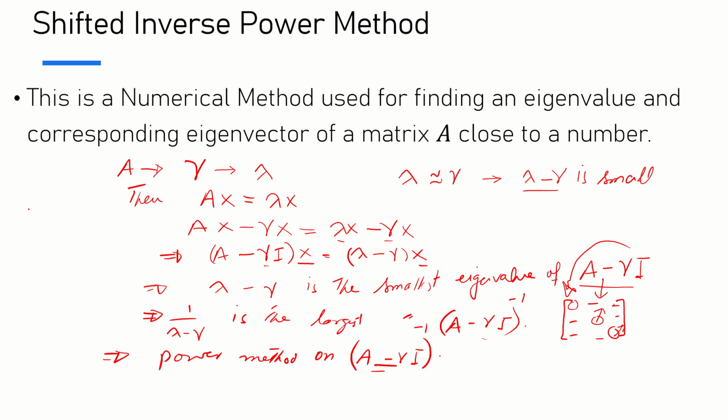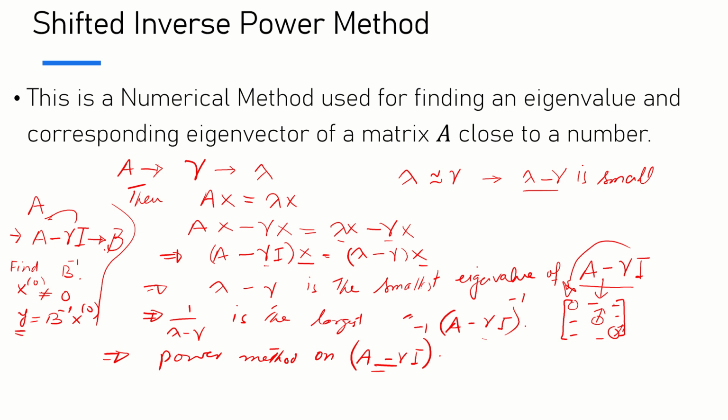So the steps are, you will be given a matrix A. Step number 1, you find the matrix A minus gamma I, which is obtained by subtracting gamma from the diagonal entries of matrix A. Let's call that matrix B, whatever you call it doesn't matter. Then you find the inverse of this matrix B, and apply the power method on B inverse, for which we choose an initial vector x0, and that will be a non-zero vector. We find y, which is obtained by multiplying B inverse with x0.